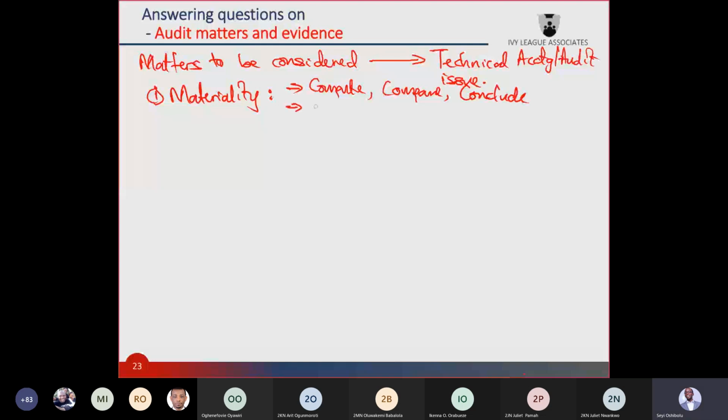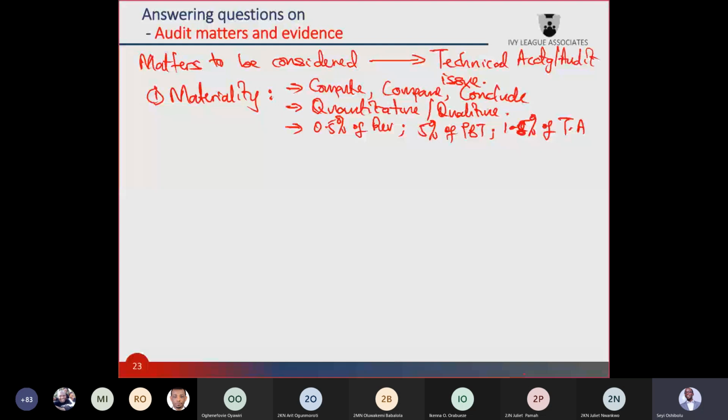Number two, materiality, remember, may be quantitative or qualitative. Number three, remember the benchmark: 0.5% of revenue. If it's more than that, it is material. 5% of PBT. If it's more than that, it is material. 1 to 2%, I would actually say just use 1.5% of total assets. It is material. Okay? 1.5% of total assets.